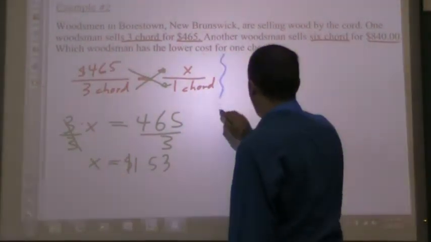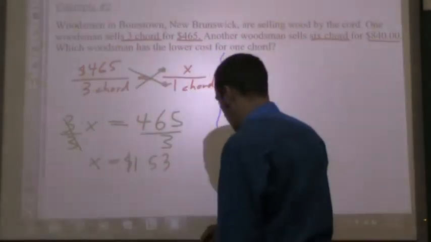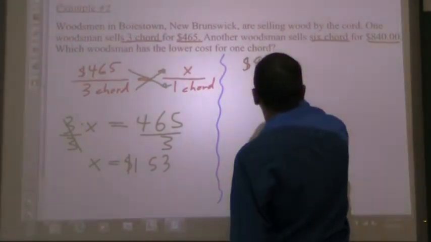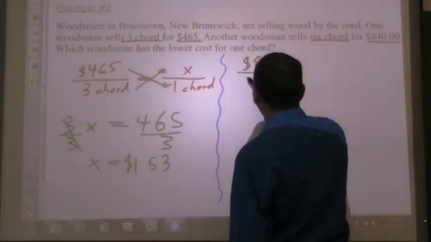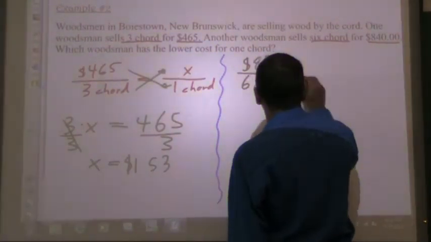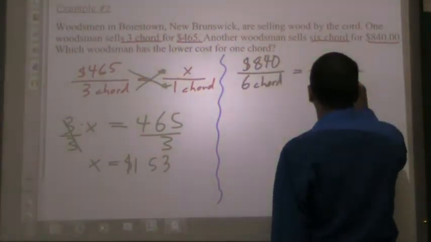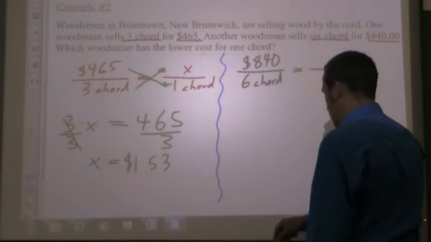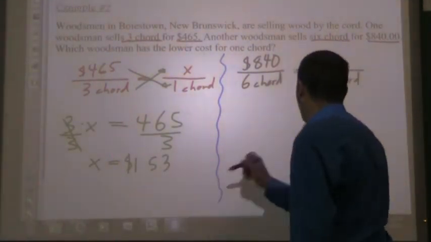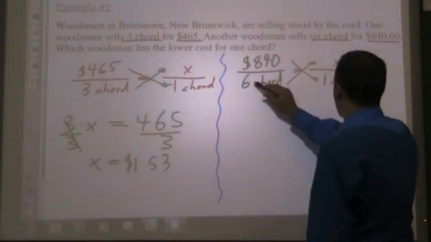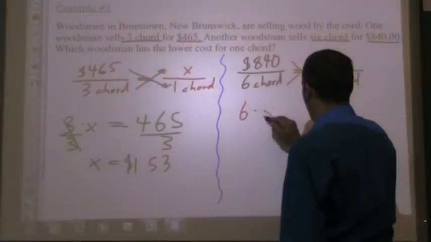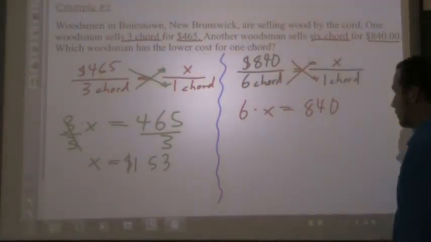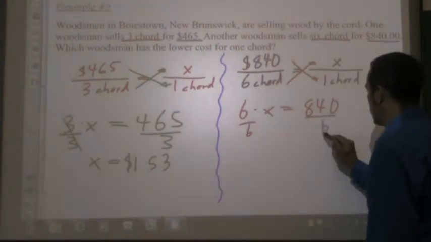Now we'll go over here. The second woodsman, he has $840 for 6 cord. And I want to know how much is it for 1 cord. Set up cross multiplication. Six times X equals 840 times 1, which is just 840. We're going to divide both sides by 6.